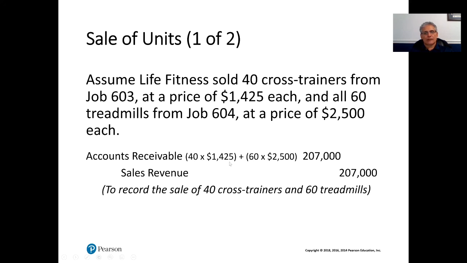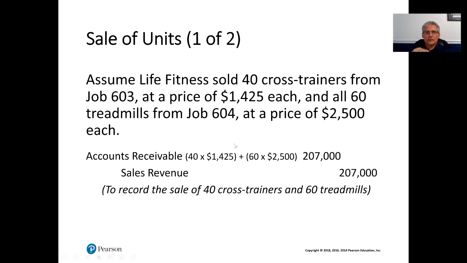So let's do the math: 40 times $1,425. Then we need to do the math for the 60 treadmills at $2,500. So we're going to take whatever the result of this is, and we're going to add to that 60 times $2,500. We're going to do this multiplication, add the two, and we should come up with $207,000. Now, we sold it. It doesn't tell us in the description here, but we can assume that it was all sold on account. So the debit's going to be accounts receivable. The credit is going to be sales revenue. This is what we sold it for.